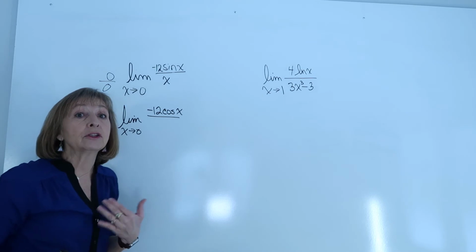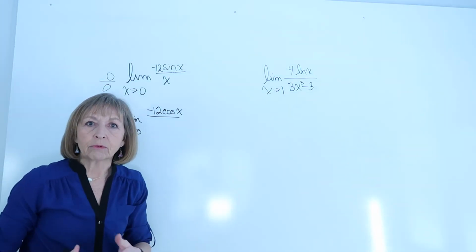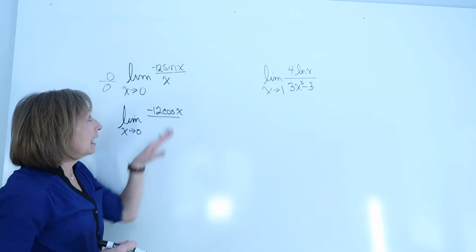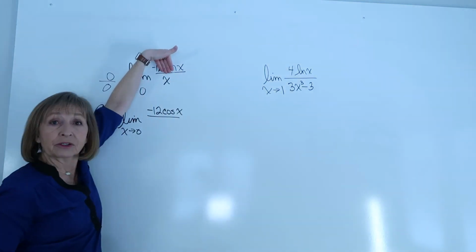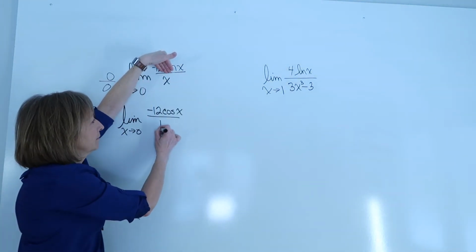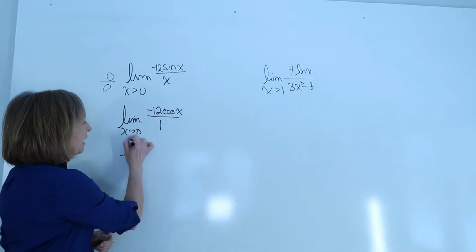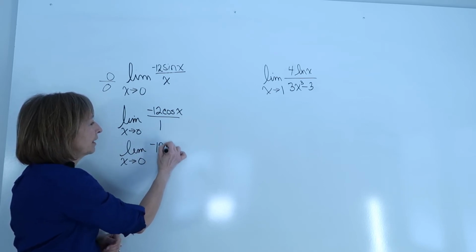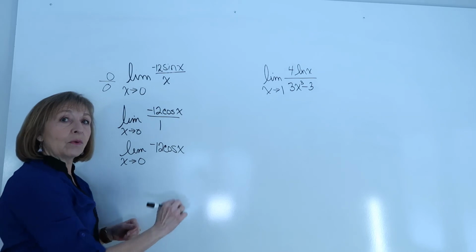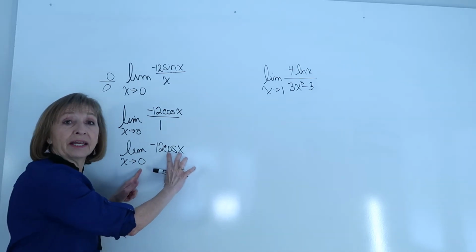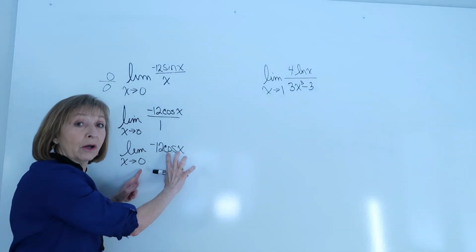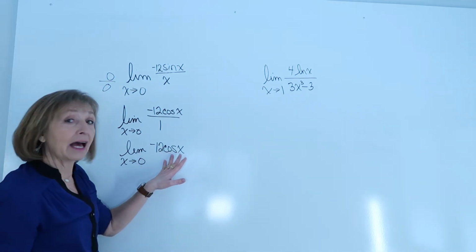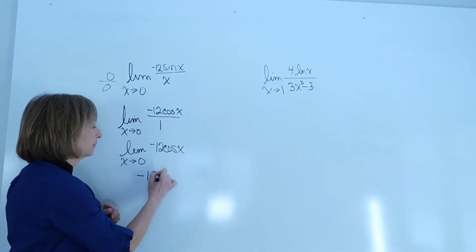And again, because we're applying L'Hopital's rule, not differentiating a quotient, we're going to look at the numerator separate from the denominator. Now, what about the derivative of the denominator function? Well, the derivative of x is 1. So now I'm really looking at the limit as x approaches 0 of negative 12 cosine x. Well, as x approaches 0, the cosine of a value approaching 0 approaches 1. And I have negative 12 times 1 gives me a value of negative 12.